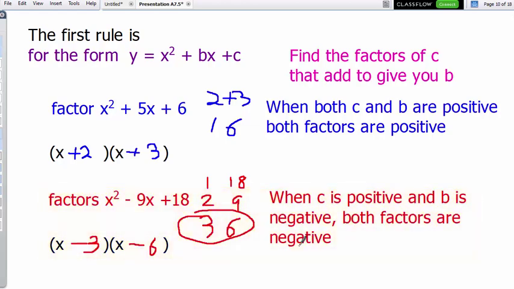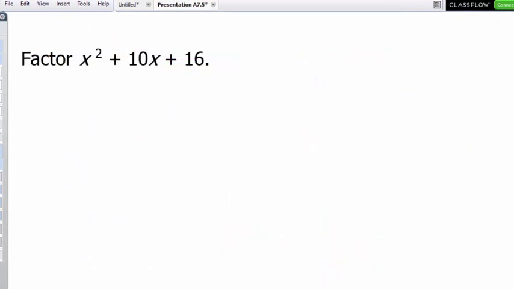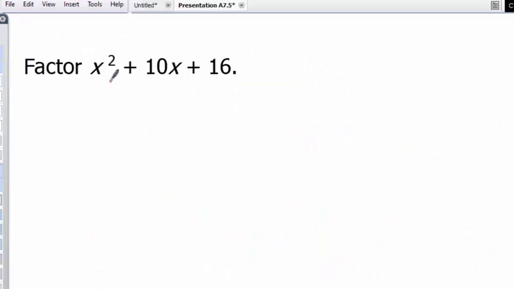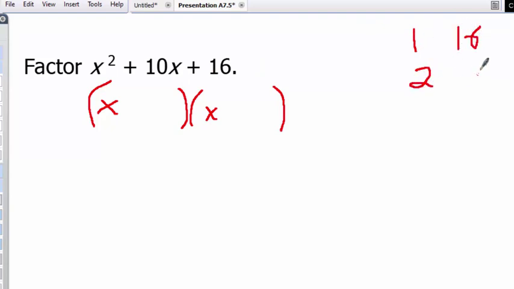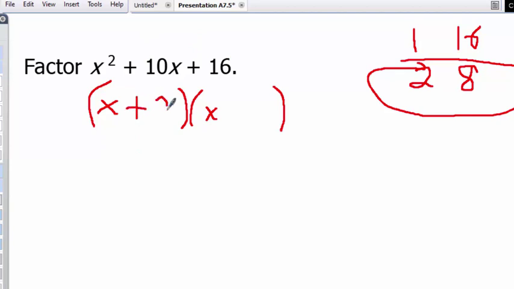Okay, I don't have to draw out the area anymore. So if we're going to factor this, we know it's going to be x in both for the first positions. We're looking at factors of 16. That's going to be 1 and 16, 2 and 8. Oh, 2 plus 8 would give me 10. Since both are positive, that means both of my terms will be positive, and we're factored.